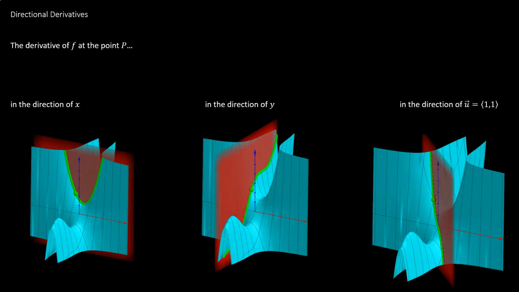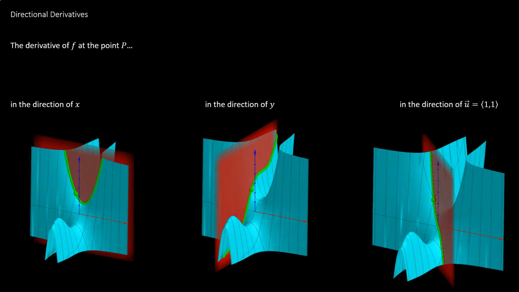In the middle image, we have the exact same surface, but I've changed the plane that we're using. So now I'm looking at a plane that's x equals some constant. The intersection is that green curve. We can see that as we measure the change along that green curve, we're only talking about change in the y direction, so parallel to the y-axis.